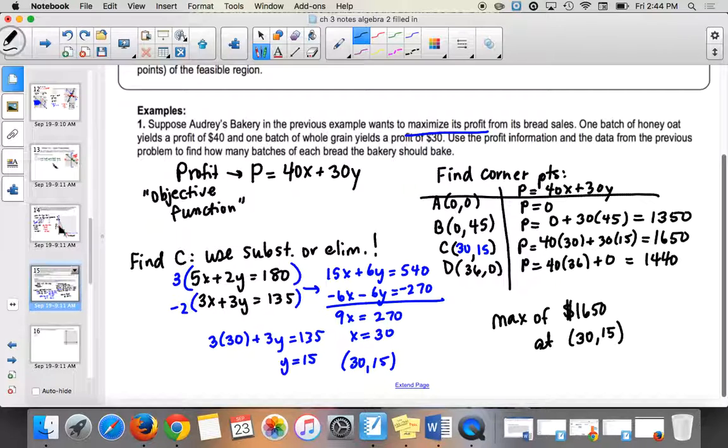So in the first class they were saying it's probably going to be the one that has at least some of each thing, right? So it would have to be the point C because you don't want to make 0 of the whole grain and 0 of the honey oat. But you could. Maybe you're making all this whole grain bread and you're not making as much money as you would have if you used all the flour for the honey oat. Does that make sense? So sometimes it is the ones that have zeros in them. It's kind of tricky. So you should check all of them.